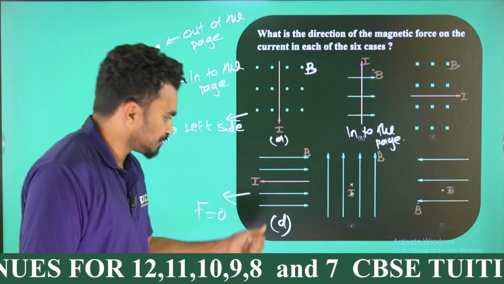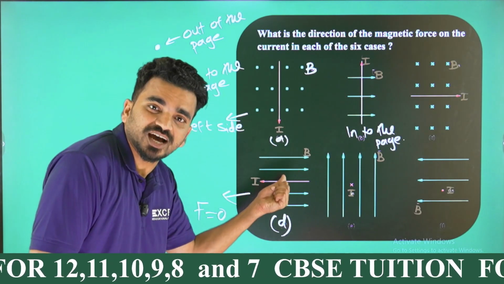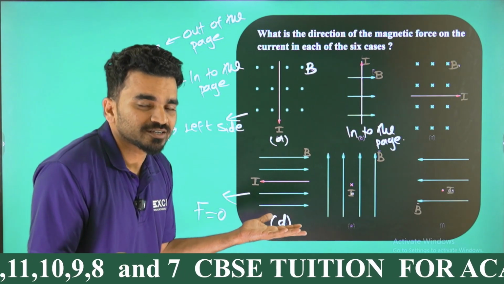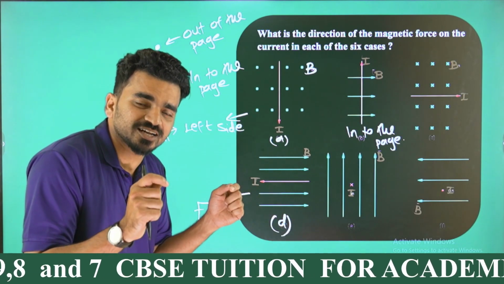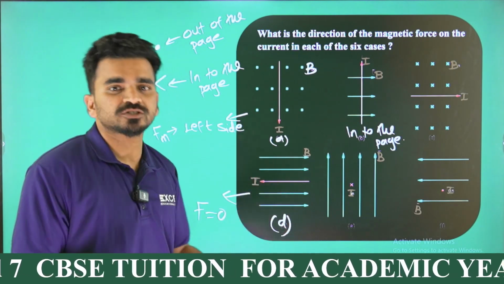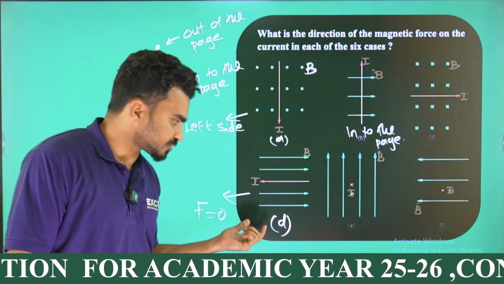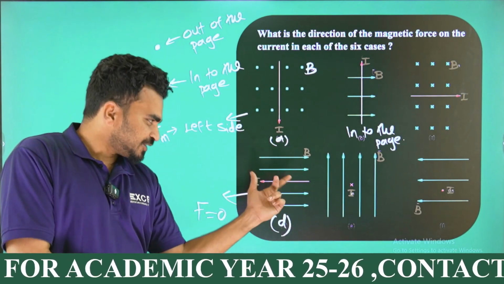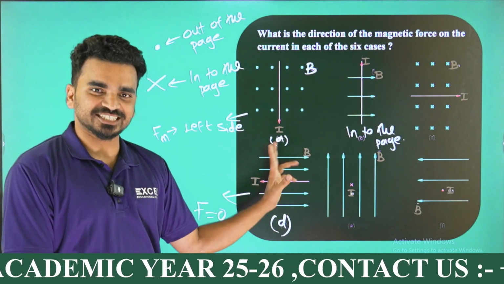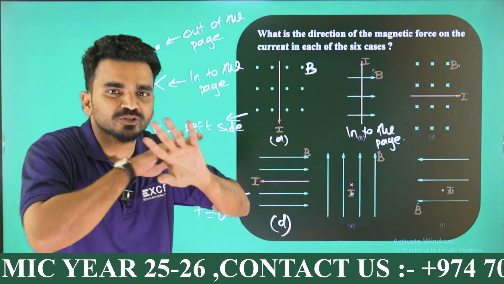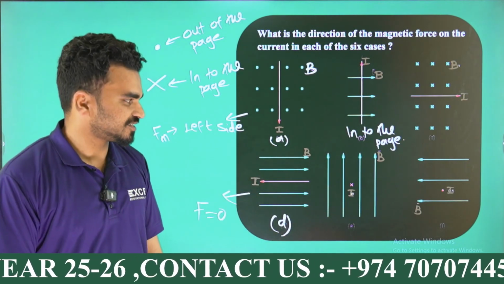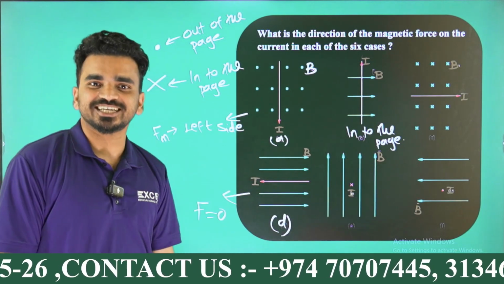Come on. Because the conductor and magnetic field are parallel. When the current is parallel to the field, there is no force, no direction. So the force is 0, and you don't need to complicate it with your hand. The force is 0, therefore no direction exists here. Try to figure out all the other 3 cases.